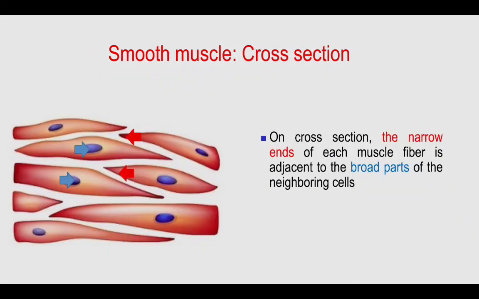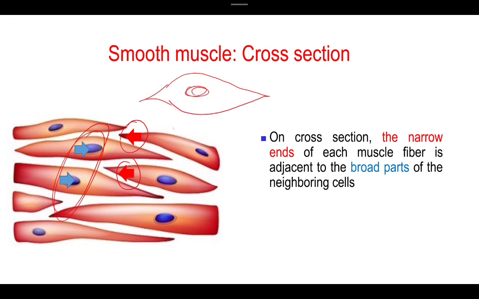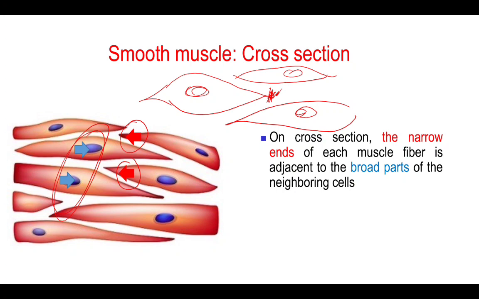Tandaan natin that on cross-section, the narrow end of each muscle fiber is adjacent to the broad parts of the neighboring cells. Ano ba yung broad parts? Itong banda, saan yung nucleus. Kung saan yung parang merong space. Kasi diba every time na mag-form siya ng narrow end, ito yung nucleus niya. Tapos meron na namang another smooth muscle na magpasok dyan. Dito talaga always nag-end yung kanyang narrow end. Para silang nagsama-sama, pero hindi sila magkakasama talaga, pero nandiyan lang sila sa isang place.